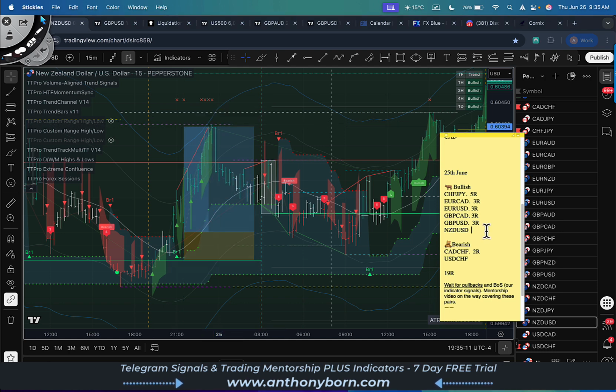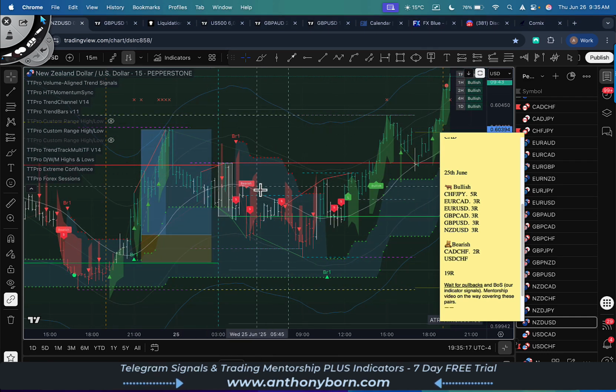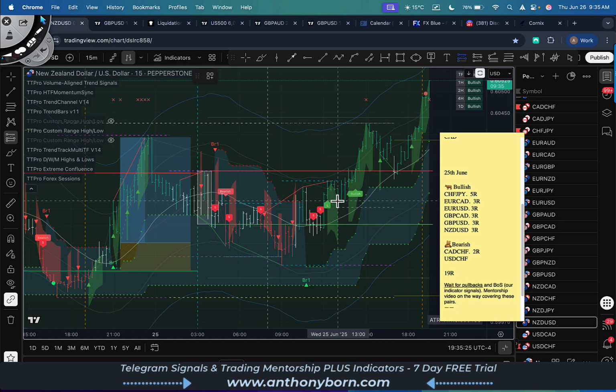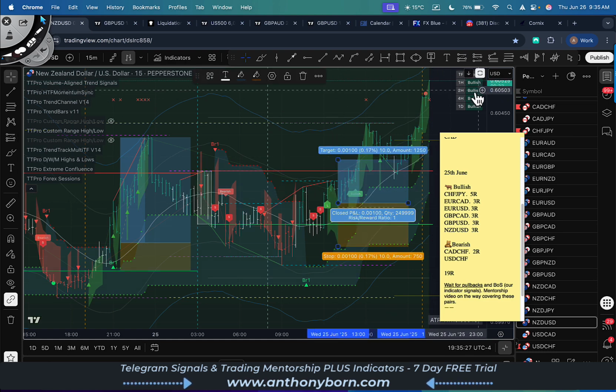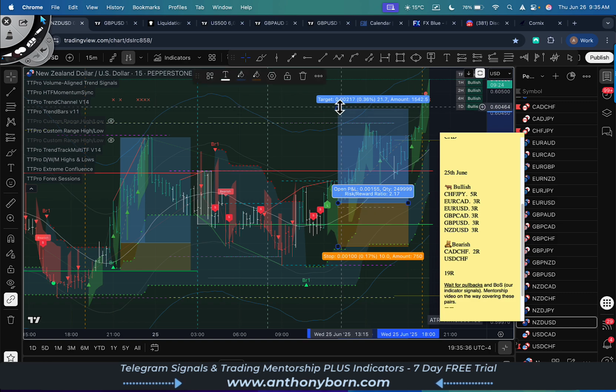And New Zealand dollar gave you another opportunity as well. See London here, it pulled back, and then this white line is New York. There's another opportunity here in New York to go long position. And you're running with the information that's provided up here. See the green zone behind here? That's what you're looking for. You'd probably go 2R on that one.